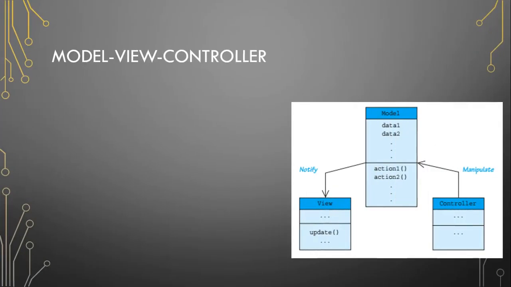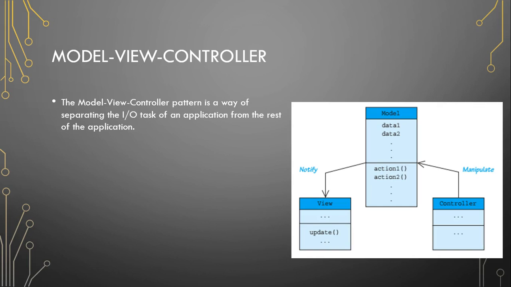All right, so all this is going to lead to our model view controller, which is kind of what I have here in our diagram. The model view controller is a way of separating the input-output tasks of an application from the rest, because obviously input-output is very important to the user. They're going to be entering data and commands in, and they're going to be expecting a result out.